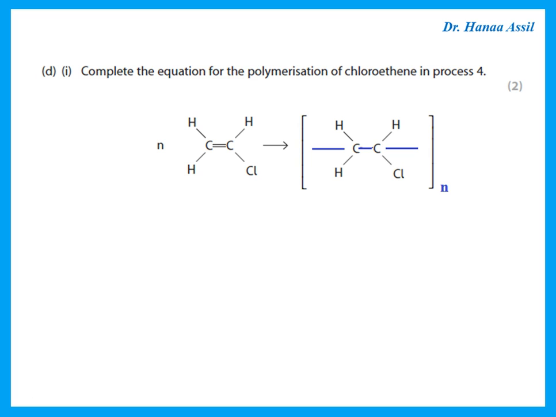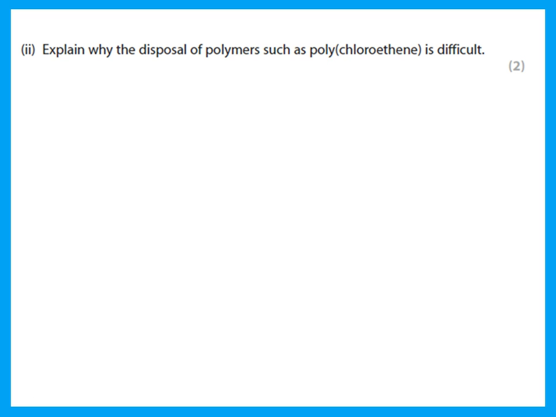The monomer has a double bond. You copy exactly as it is, but instead of the double bond, you put a single bond, a bond on the right and a bond on the left, to connect it to other molecules before and after it. And this unit is repeated many times, so we write an N to indicate that this is repeated N times.